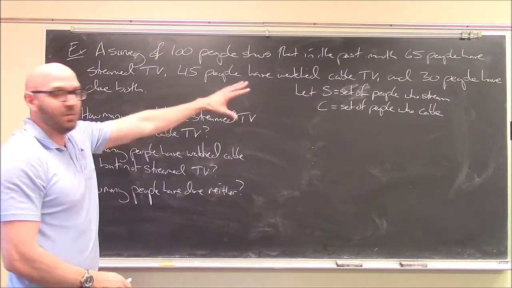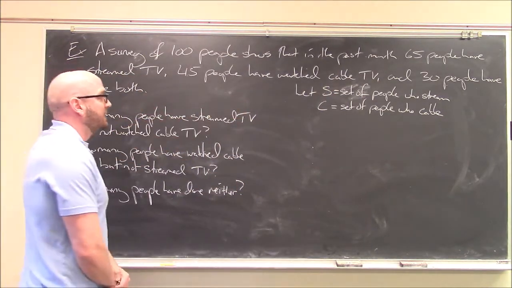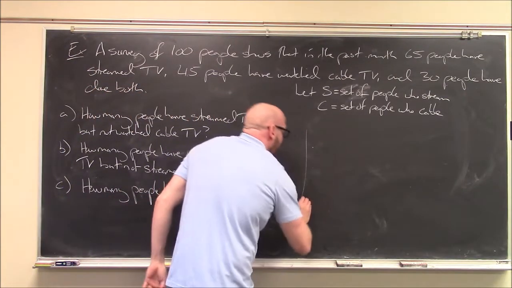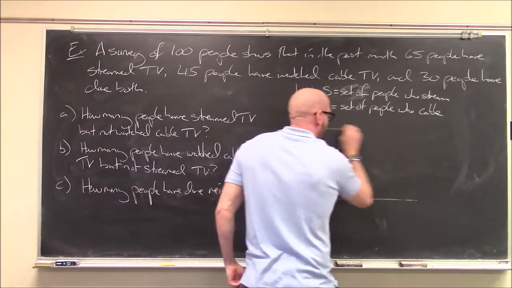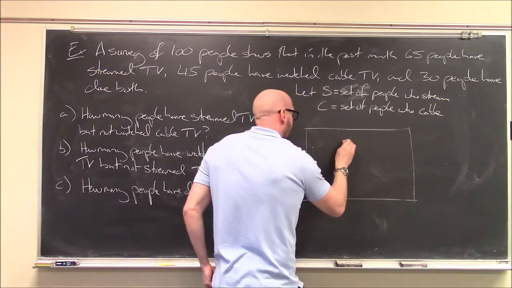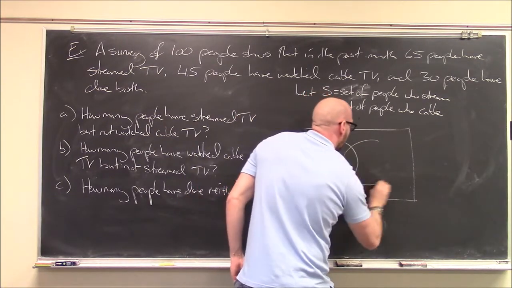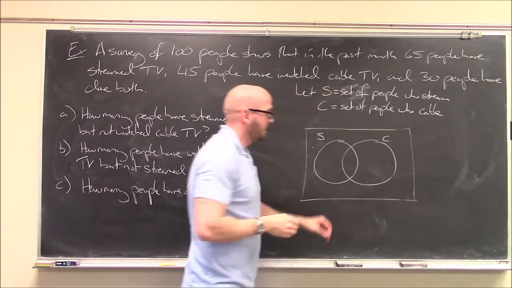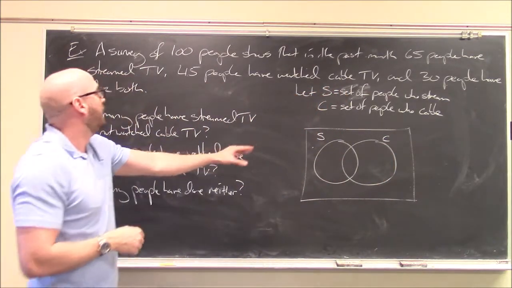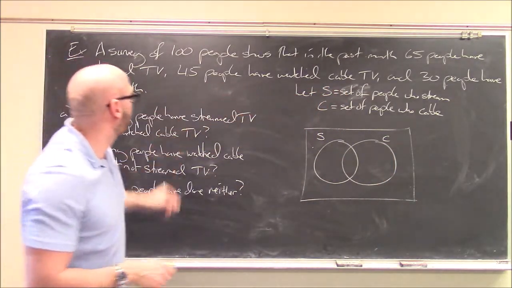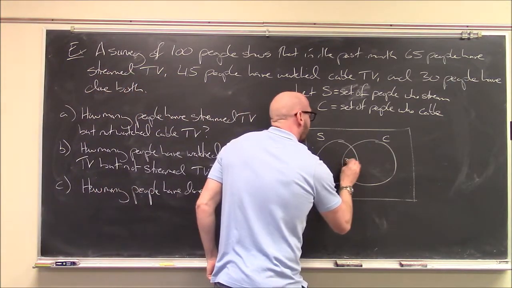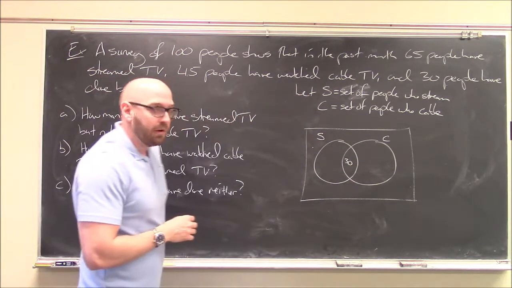So we've got a set of people who stream TV, a set of people who watch cable TV, and if I build a Venn diagram, we have some people who stream, some people who watch cable TV, and of course there's an overlap between them. And the survey tells us that 30 people have done both. So I know that I've got 30 people in my overlap.